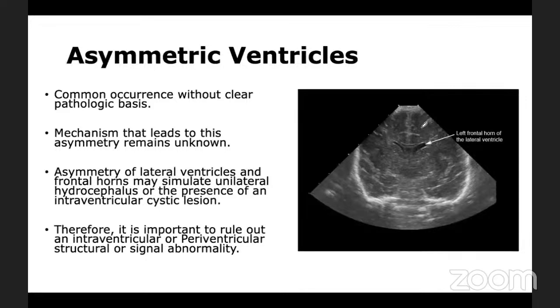In normal babies, it is a very common occurrence to see asymmetry of the ventricle on ultrasound, especially on the left side. If you see here, this is a little bit big as compared to the right. The mechanism why it is bigger is still unknown. And it is very important that if you find asymmetry, you see it in a different plane as well, so as not to confuse it with hydrocephalus.